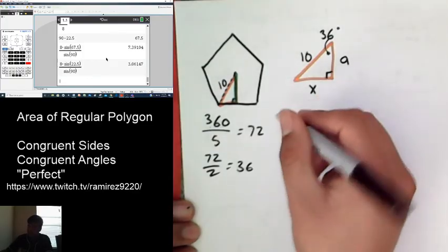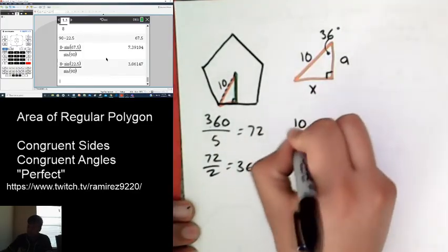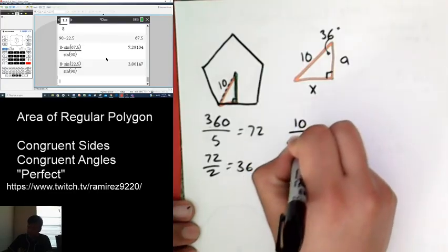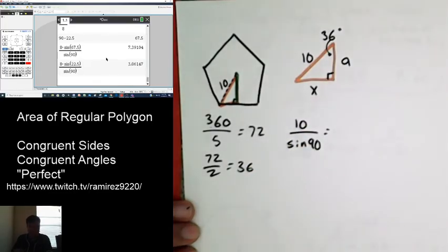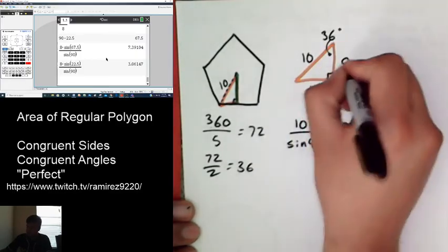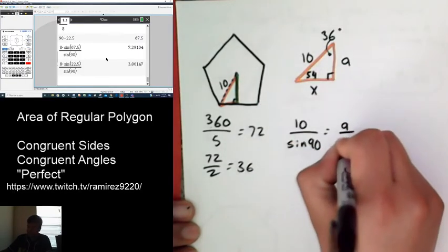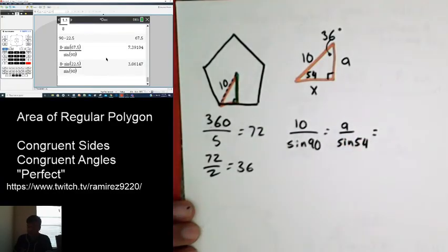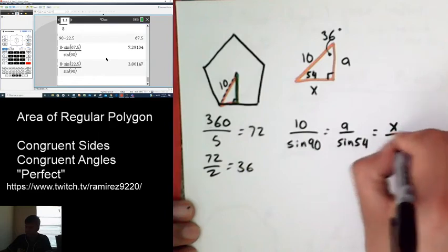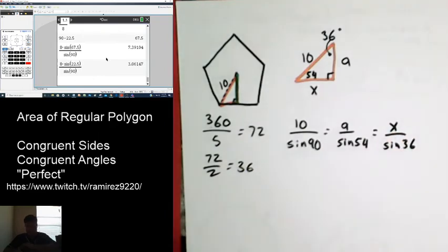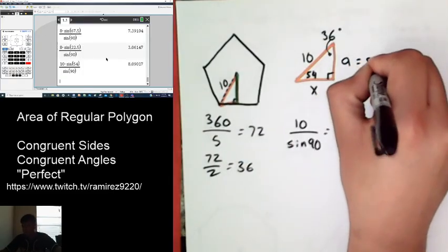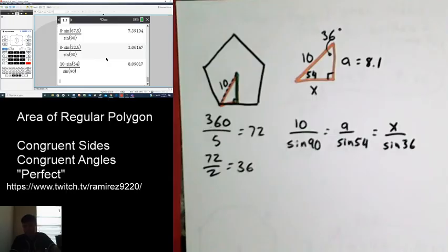All right, we're back. So you must have done this whole 10 over the sine of 90. If you're looking for your apothem first, you must have already found the angle, and you found it to be 54, so sine 54. And eventually you did the x one as well, with the sine of 36. So when solving for a, you must have done 10 times the sine of 54 divided by the sine of 90, right? And so our apothem was pretty much 8.1.